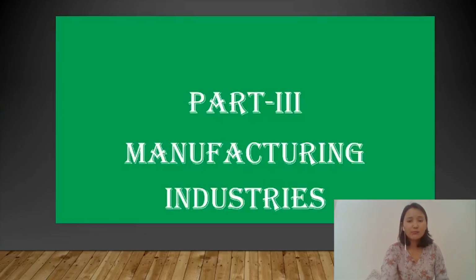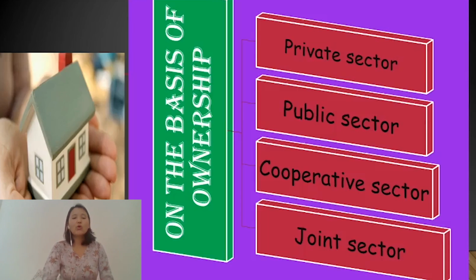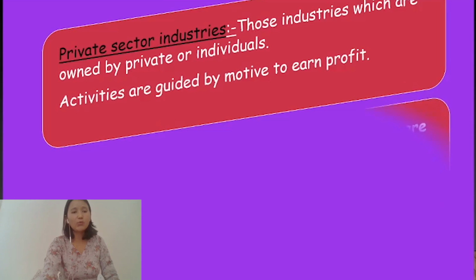In this class, I'm going to discuss the remaining types of industry. So, on the basis of ownership, industries are divided into four groups. These are private sector industry, public sector industry, cooperative sector industry, and joint sector industry. And we will discuss one by one.